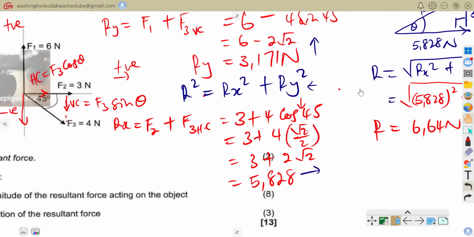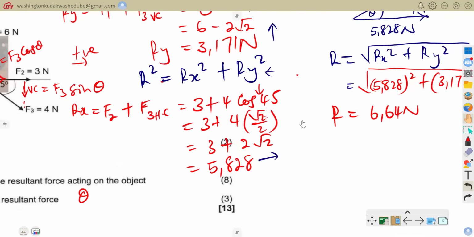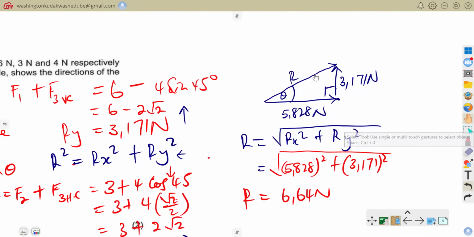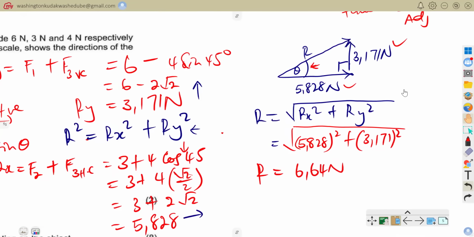Now let's hear the following question. They are saying calculate the direction of the resultant force. The direction of the resultant force becomes theta. How do we find theta? Let's go back to the diagram that I've just drawn. How can we determine that theta? From that right angle triangle, tan theta is equal to opposite over adjacent, because I've got this opposite and this adjacent. That is what we are going to use because we are looking for theta.